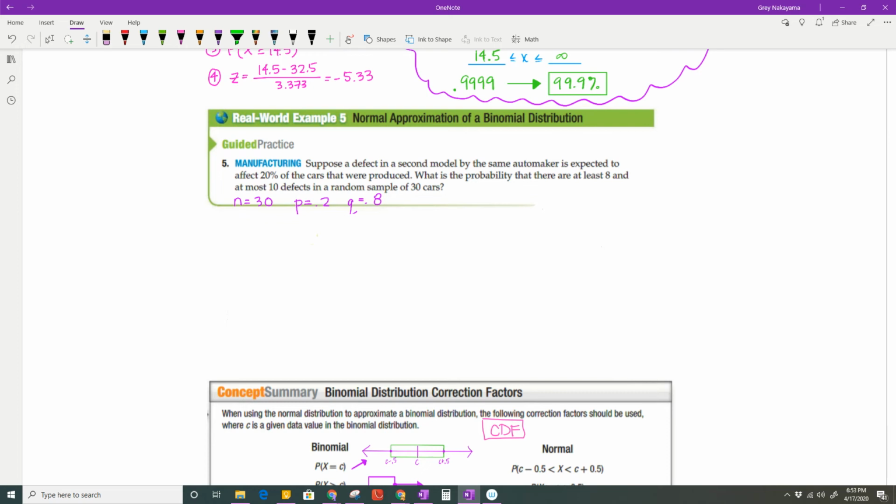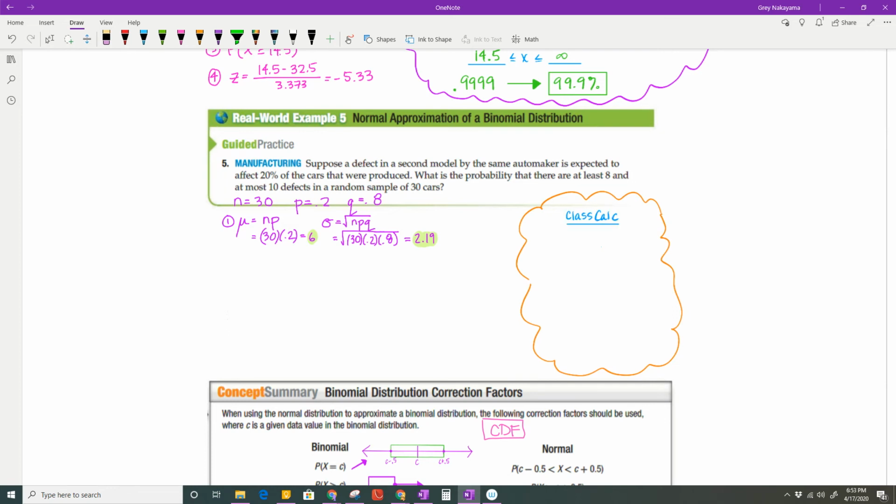So the first thing we always have to do is go find our mean and our standard deviation. Those are your formulas of how you do that. I'm going to go ahead and go to the ClassCalc part of it so you can see this is what you would have on your paper to do it. So with ClassCalc, again, my mean is 6. My standard deviation is 2.19. I have to find the probability, so I'm going to click on CDF.